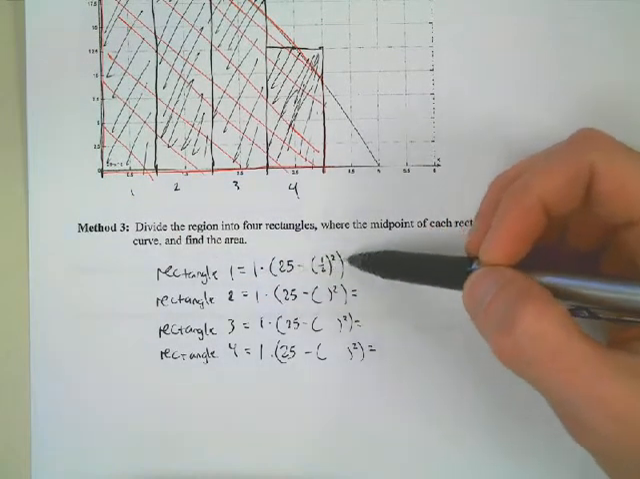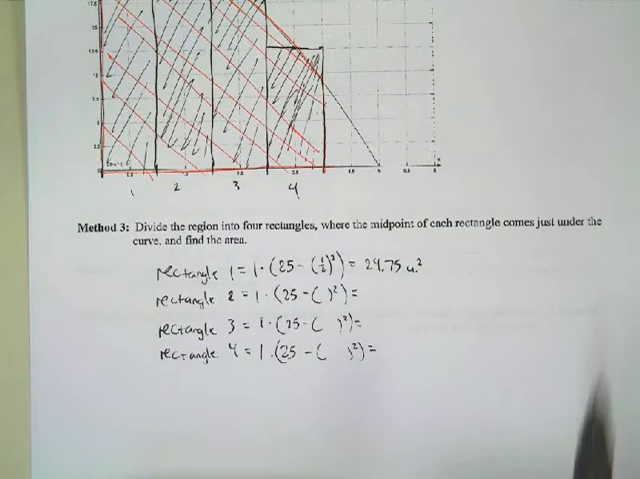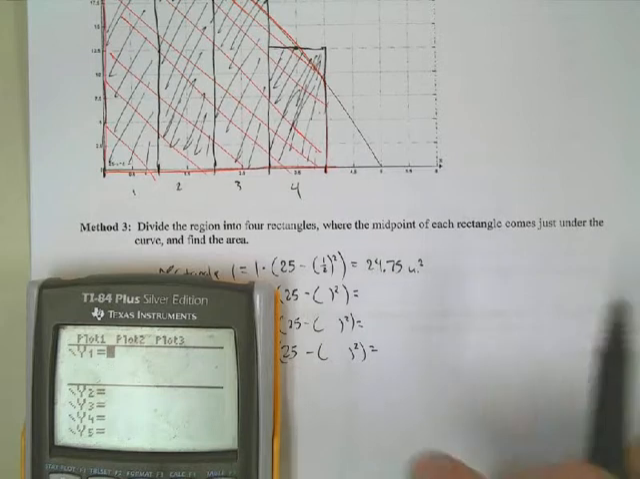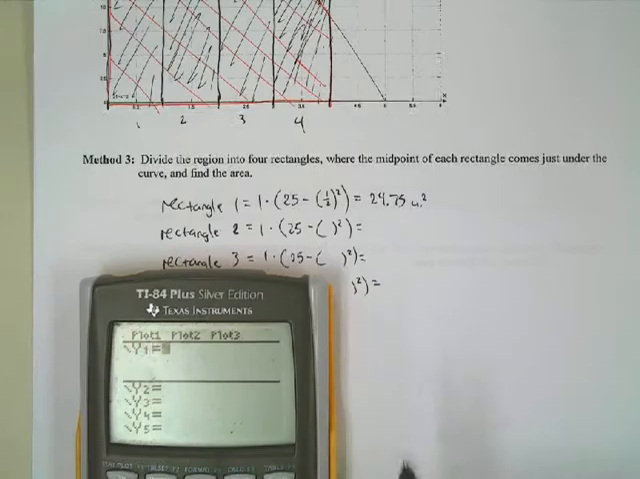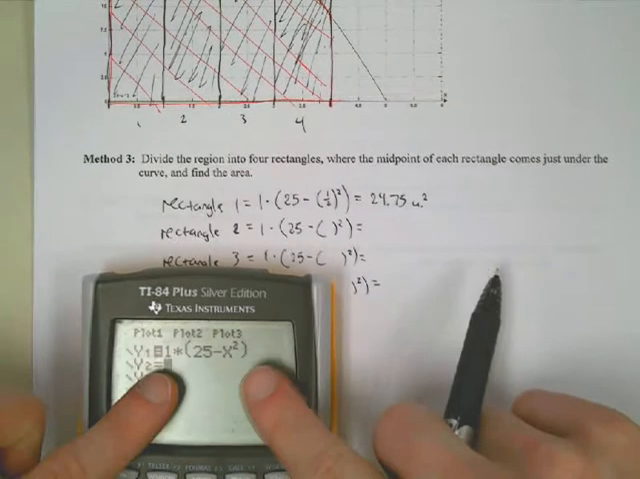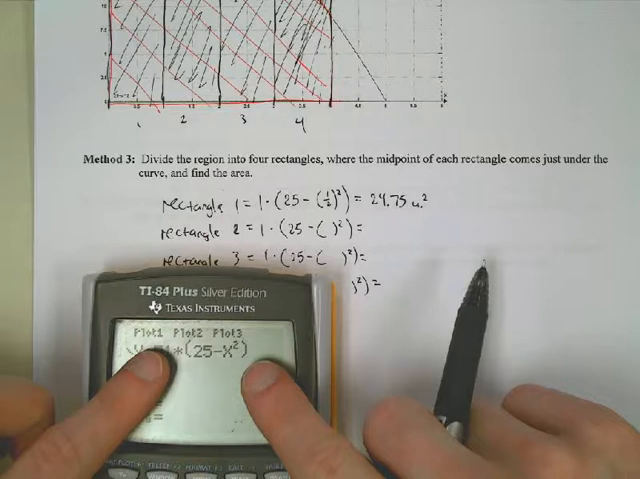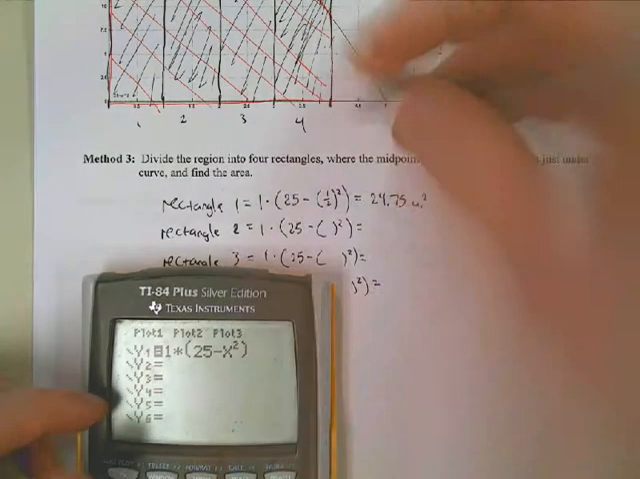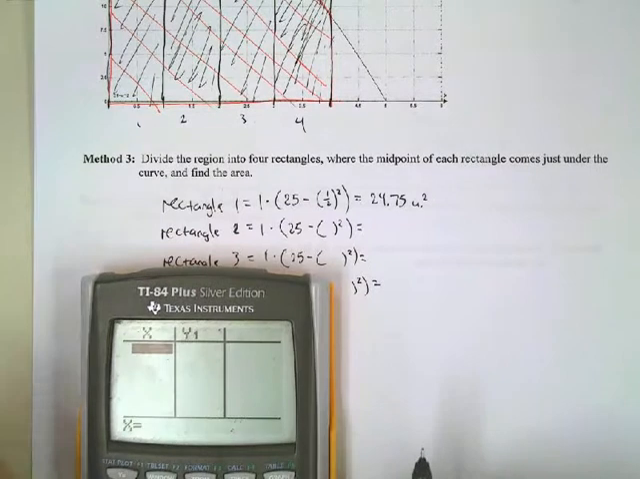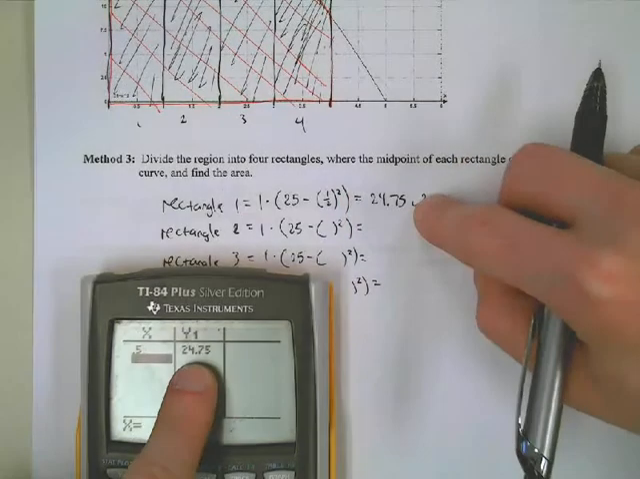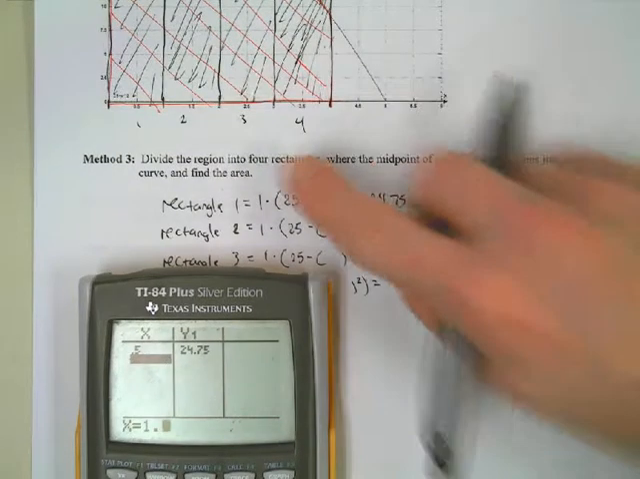To make this easy for ourselves, we go to y equals and type in y equals 1 times 25 minus x squared. That's the generic area for any of those rectangles, where x is the unknown amount. We can go to our table, second graph, and type in some numbers. 1/2 was the first one. Let's see if it works. Yep, 24.75. All right, let's try 1.5. That's the next midpoint, 22.75.